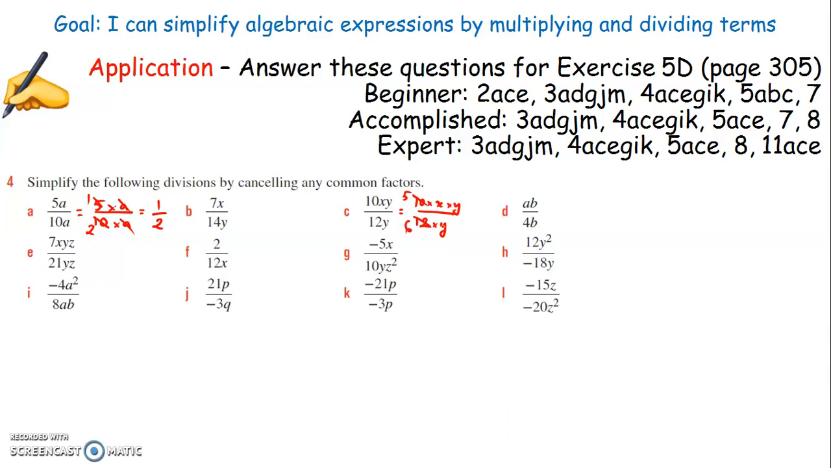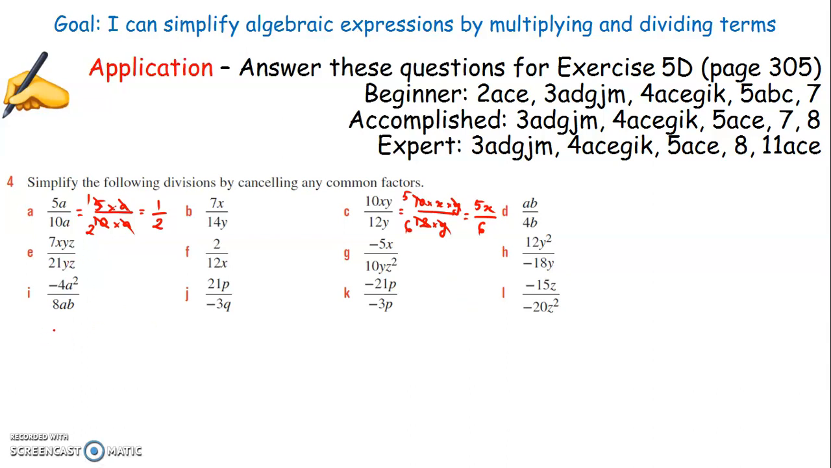Then we simplify any letters that are the same at the top and the bottom. Here we have y at the top and y at the bottom. Once we cancel them out, what we have left at the top is 5 times x, or 5x, and at the bottom we have 6.